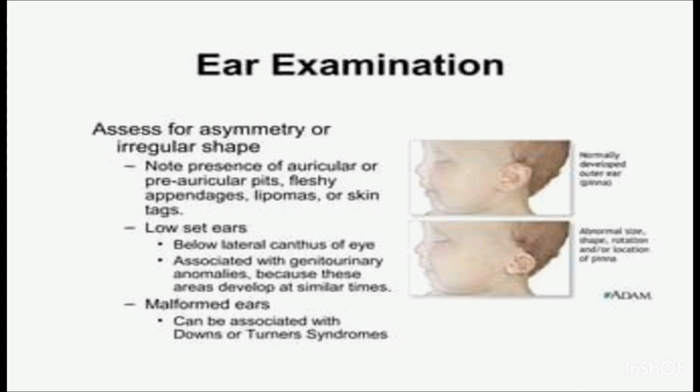Now next is ear examination. Assess for asymmetry or irregular shape. Note the presence of auricular or preauricular pits, fleshy appendages, lipomas or skin tags. Low set ear, below the lateral canthus of the eye, is associated with genitourinary anomalies because these areas develop at a similar time. Malformed ear can be associated with Down or Turner syndrome.